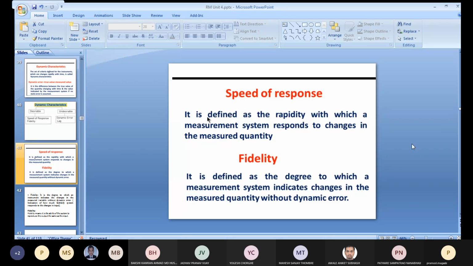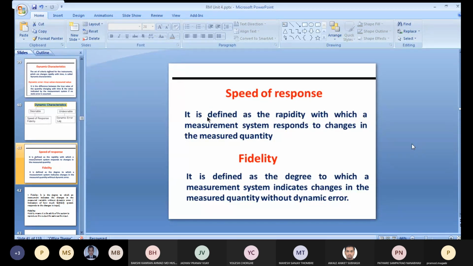So just write down speed of response. It is defined as the rapidity with which a measurement system responds to changes in measured quantity.